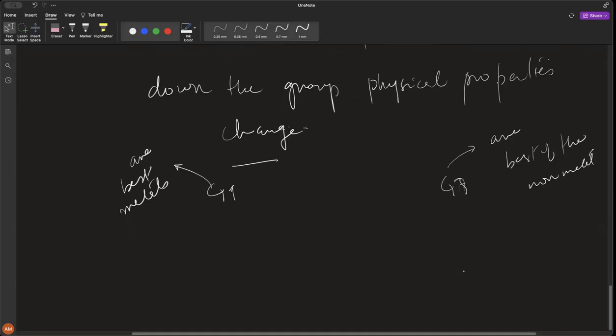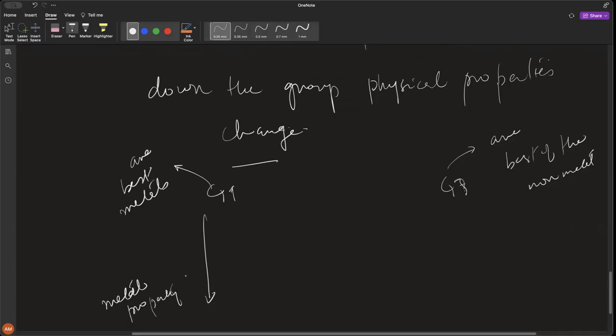So the metallic property was what? Metallic property was to lose an electron. So if you go down the group, metallic property increases. This means that the element at the end of group 1 is the most perfect metal, right? Do you get this point?